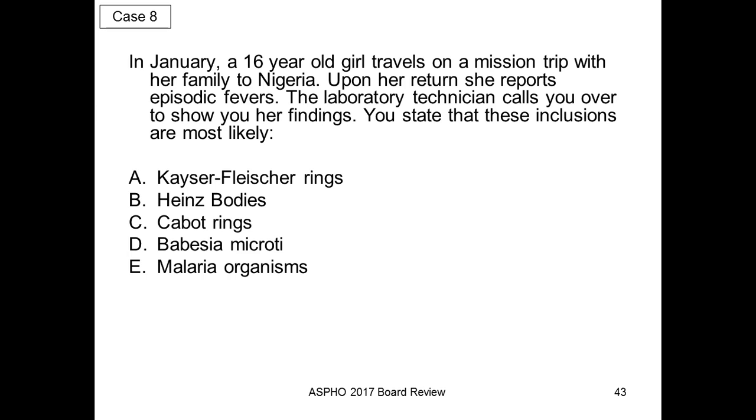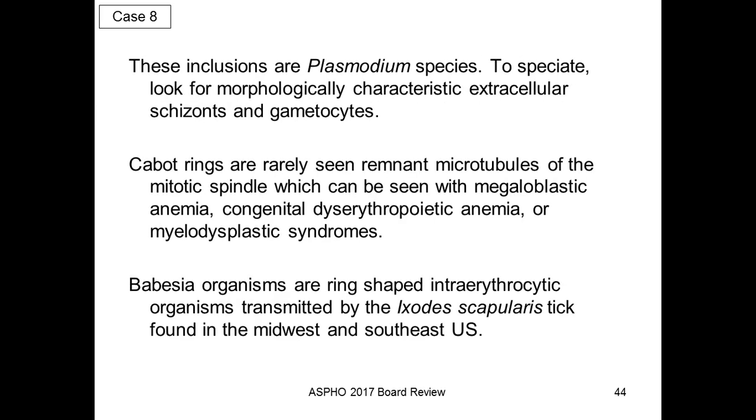Okay, so these organisms, based on both the patient history and the morphologic findings, are most likely malaria organisms. So these are Plasmodium species, and usually to speciate you have to look for morphologically characteristic extracellular schizonts and gametocytes. Cabot rings are actually rarely seen remnant microtubules of the mitotic spindle, which you can see in megaloblastic anemia, congenital dyserythropoietic anemia, and myelodysplastic syndromes. And Babesia organisms can look morphologically identical.